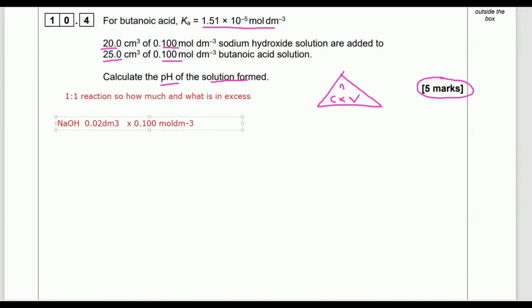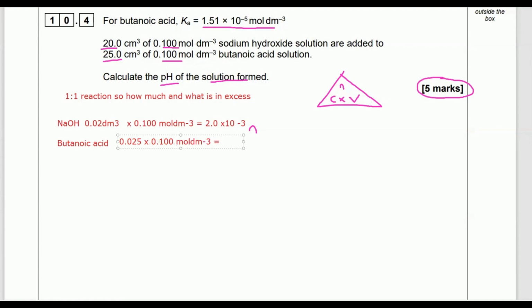And this is going to get you 2 out of 5 marks, even if you can't do the rest of the question. So just stick to the basics. You've seen volume, you've seen concentration, so n over CV. So we're going to do 0.02. Remember, you have to divide centimeters cubed by 1,000 in these questions. So we've got 0.02 times 0.1, and that gives us 2 times 10 to the minus 3 moles of sodium hydroxide.